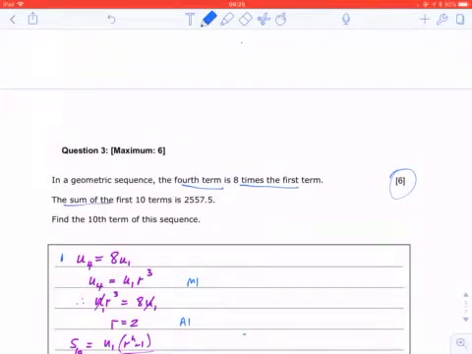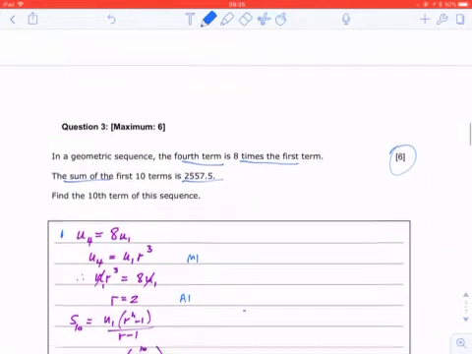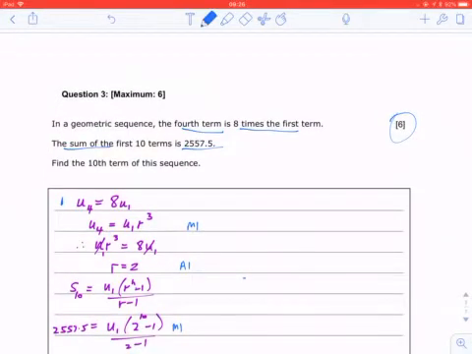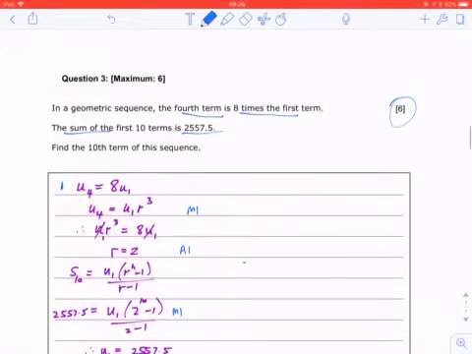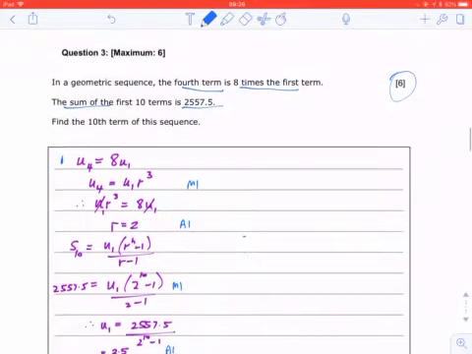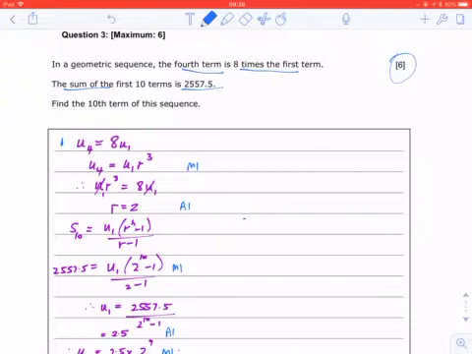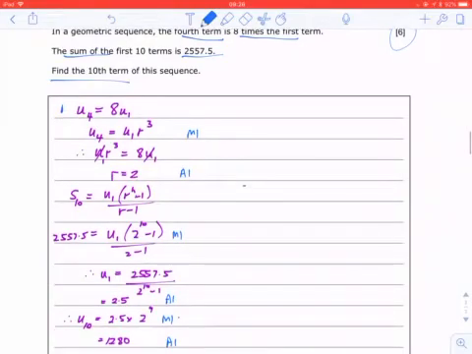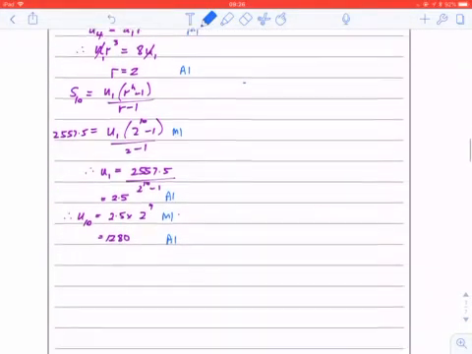Next, I'm told that the sum of the terms is 2,000. And by substituting that in, I now know R from my original, and the only unknown is U1. So using n solve or rearranging the equation, I'll get U1 is 2.5. Now I'm after the 10th term of the sequence, U10, straight to the formula, substituting what we know.